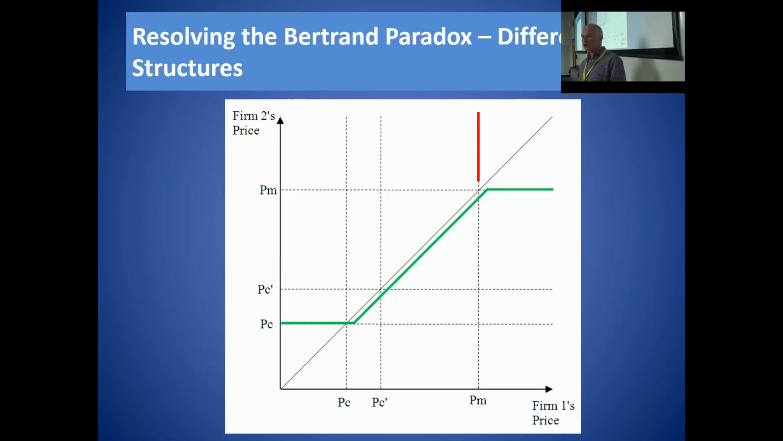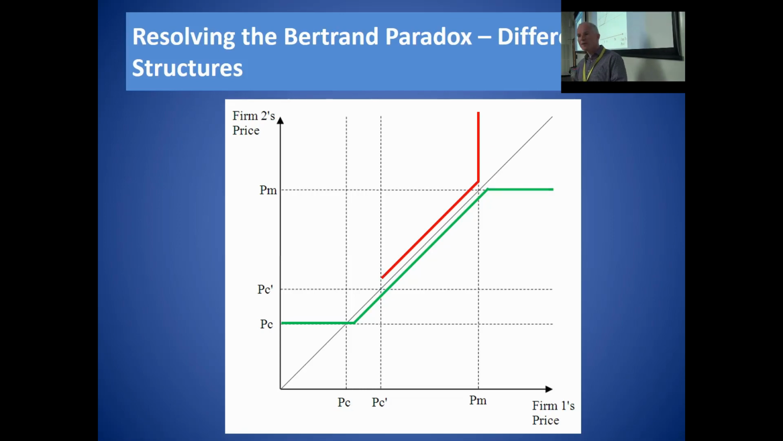And if firm 2 should charge a price equal to PM, what does firm 1 want to do? Just undercut it. And if firm 2 charges a price lower than PM, what does firm 1 want to do? Just undercut it. And that is what it will continue to do, but it will only continue to do this until, for firm 1, it reaches that price there of PC prime. That's its marginal cost of production.